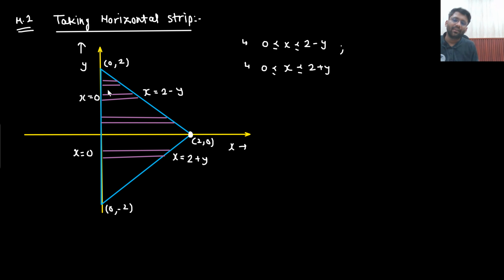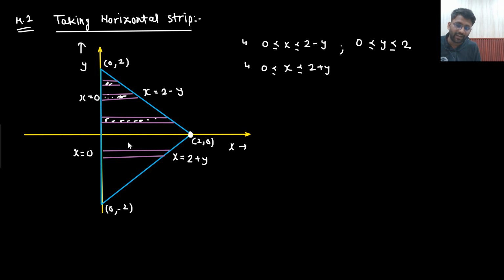Now let me know one thing. When x was going from 0 to 2 minus y, when you are moving the strip in this much region, from where to where is your y going? Sir, my y is going from 0 to 2. Always from lower limit to higher limit. When I move the strip in this region, my y goes from 0 to 2. Say yes or no.